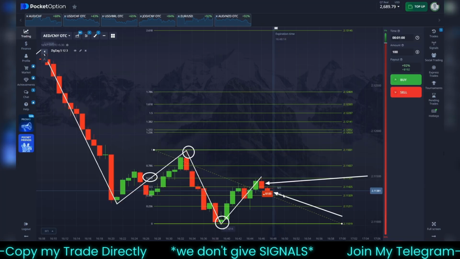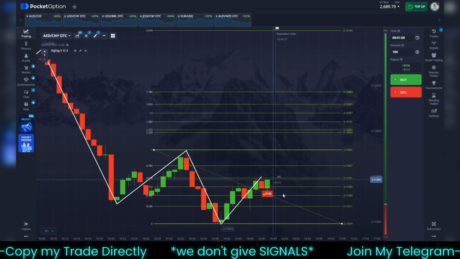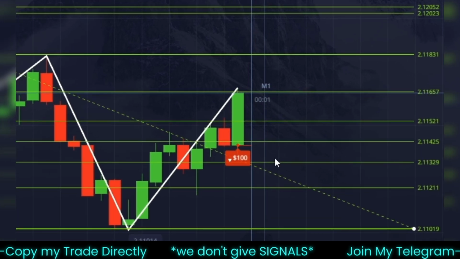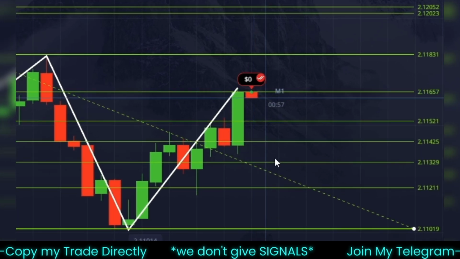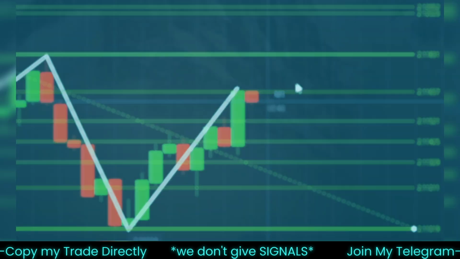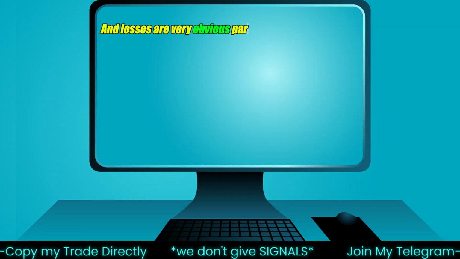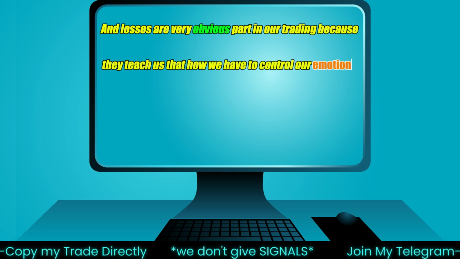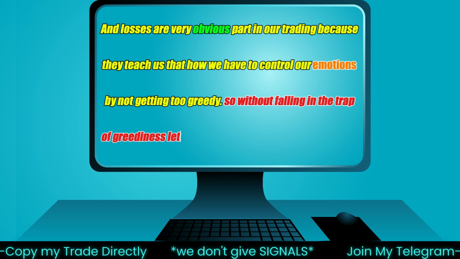Let's wait for the outcome of the entry, my friends. Only a few seconds are left. But unfortunately, you can see the entry is lost, and it gave us this big green candle, which is not a big issue because we have already made 4 to 5 wins in a continuous row. And losses are a very obvious part of our trading because they teach us how to control our emotions by not getting too greedy. So without falling into the trap of greediness, let's end this good win rate strategy video.